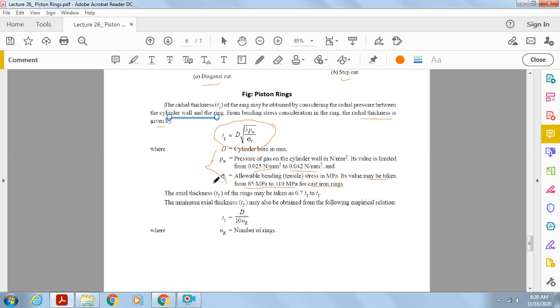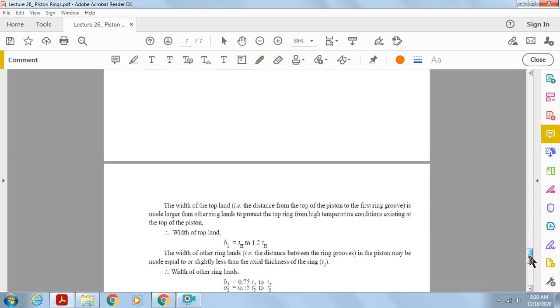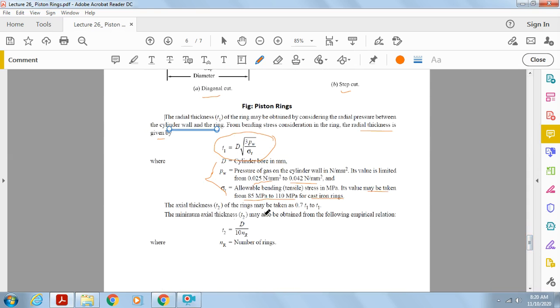The axial thickness T2. So T1 is the radial thickness and T2 is the axial thickness. What is the radial thickness? As you know, the thickness across the radius is the radial thickness, and this particular thickness from top to bottom is called the axial thickness. This axial thickness of the ring may be taken as 0.7 of T1 to T1. That means it should be 70% to 100% of T1, the radial thickness. So axial thickness value we have to remember, T2 equal to 0.7 T1 to T1.